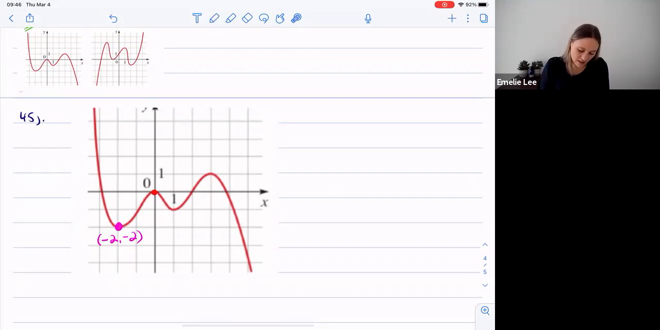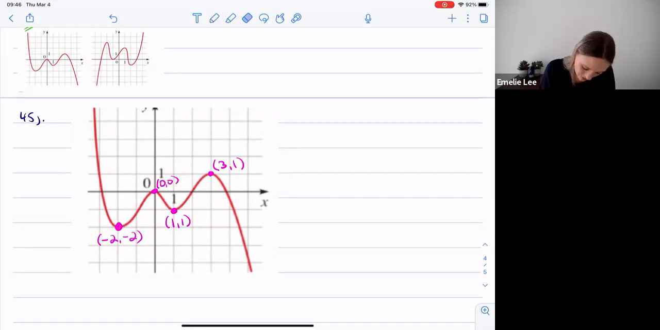It might be easy to forget about this little maximum here, but we do have a maximum here at 0, 0. And we've got a minimum here at 1, 1. And then we've got a maximum at 3, 1. Oh, sorry, it should be 1, -1. What was I thinking here? There. Crisis averted.